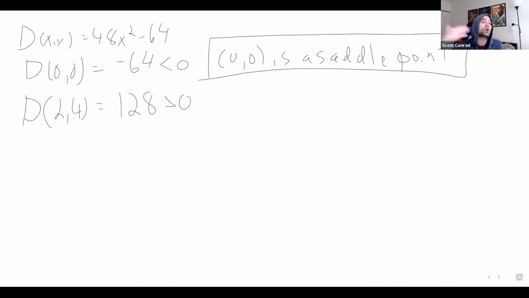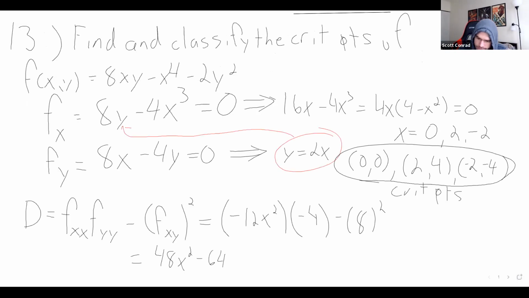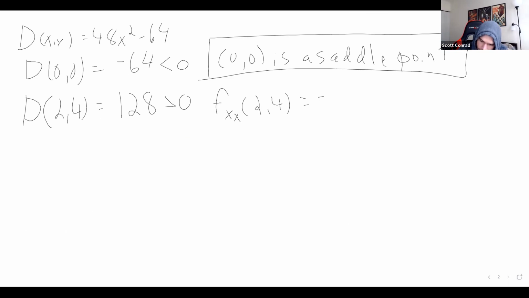So if it's positive, it's either a local min or a local max. And then at this point, it works like the second derivative test for functions of one variable, right? We look at f sub xx now. If it's negative, it's concave down, so it's a local max. If it's positive, it's concave up, so it's a local min. So f_xx of 2, 4. Well, we said f_xx is negative 12x squared. So that is negative 48, which is negative. So we get a local max.